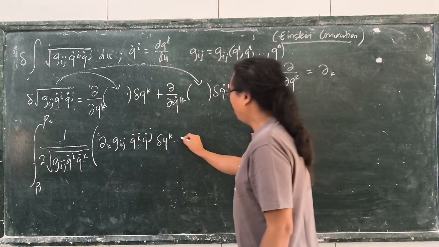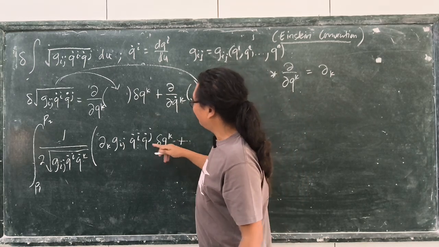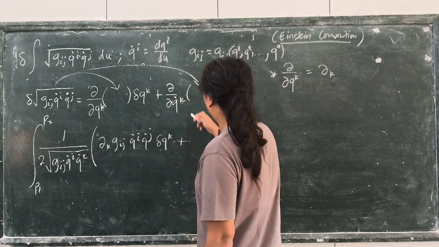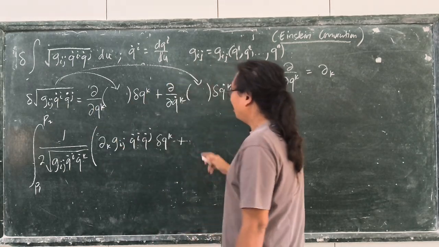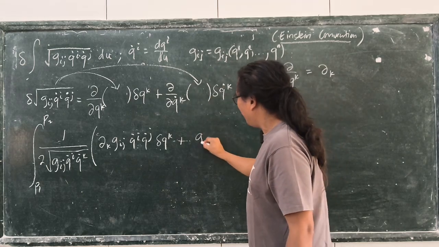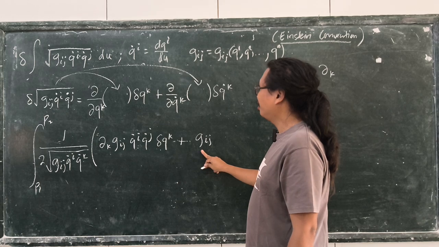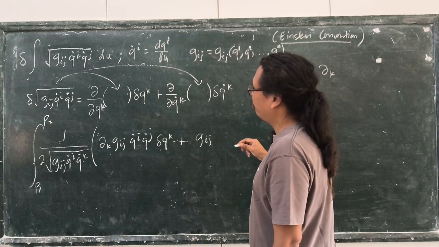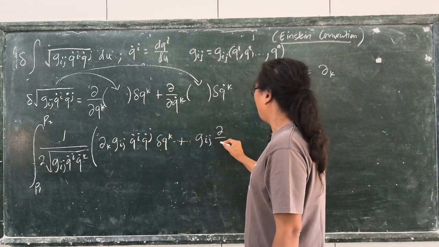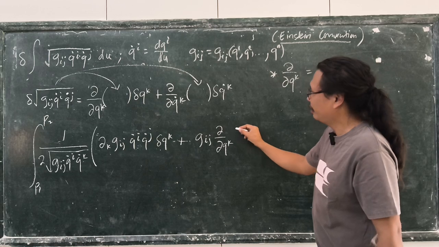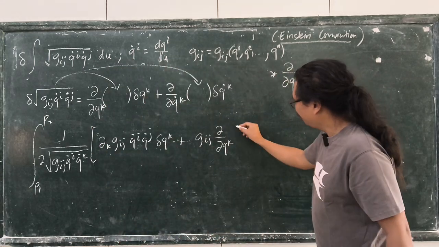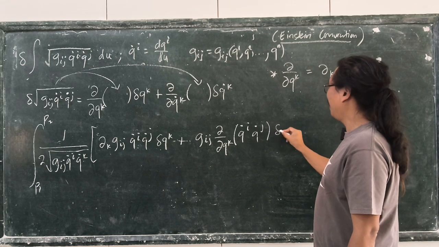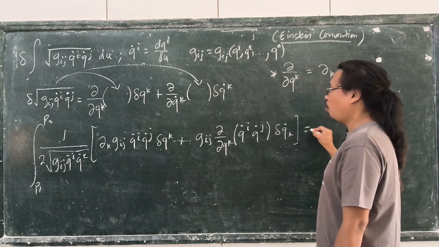Plus, again, the partial K does not apply to Q dot I and Q dot J. So this is Gij, and I take it out. Partial over partial QK of Q dot I, Q dot J, delta Q dot K equals 0, because we are now taking the variation.